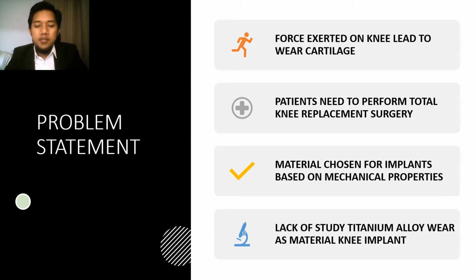The material for total knee replacement needs to be chosen according to suitable mechanical properties for implant material in the human joint. Based on previous journals, the lack of study and data on wear rates of titanium alloy as implant material led to this proposal.